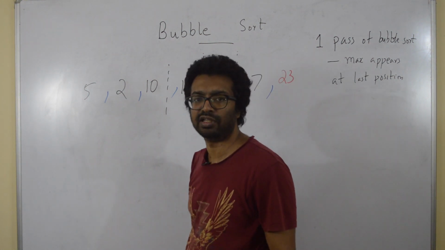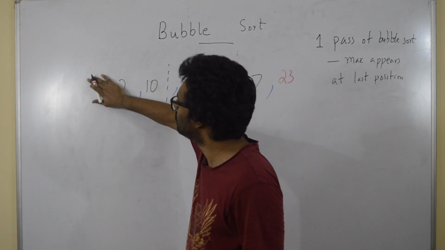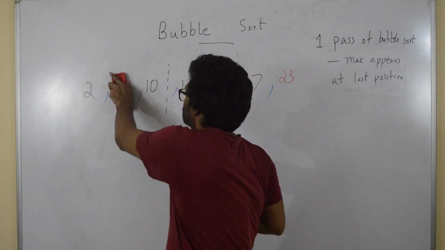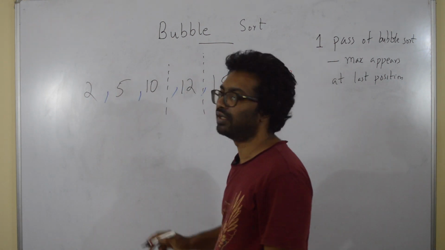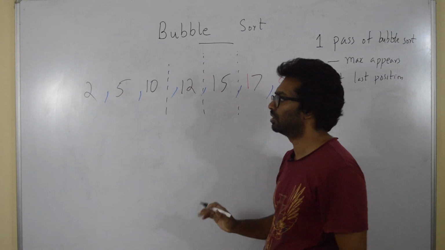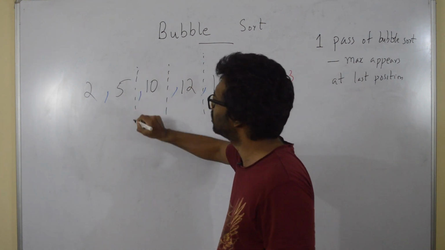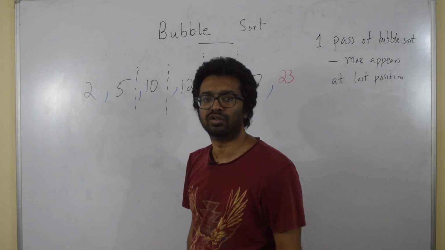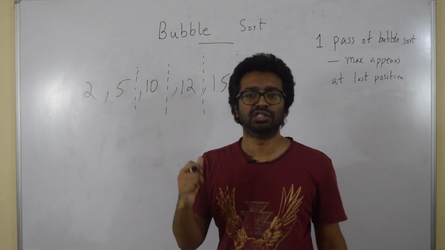2 and 5, are they in order? No, they are not in order, so just swap again. 5 and 10, are they in order? Yes, they are in order, so nothing to do. So we have now reached this much. We see 2 and 5, are they in order? Yes, they are, and we are done.